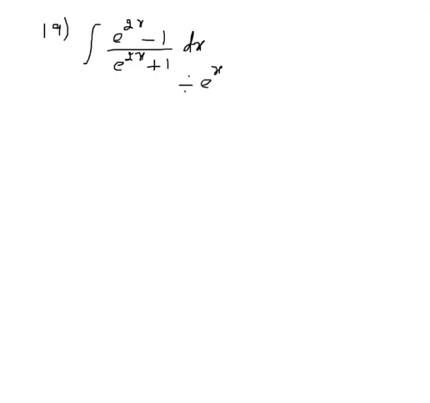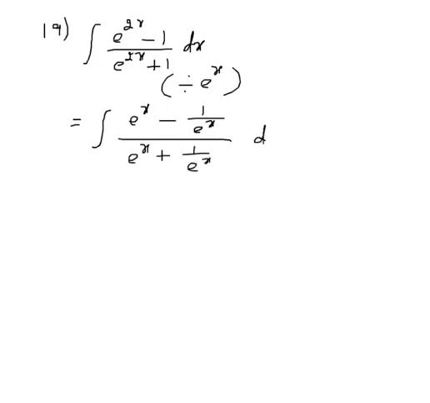So to do so, we will divide by e power x. Each and every term is divided by e power x. E raised to 2x by e power x is e power x minus 1 by e power x divided by e power x plus 1 divided by e power x dx. Let us write this as e power minus x. Now this question has become similar to the 20th question.